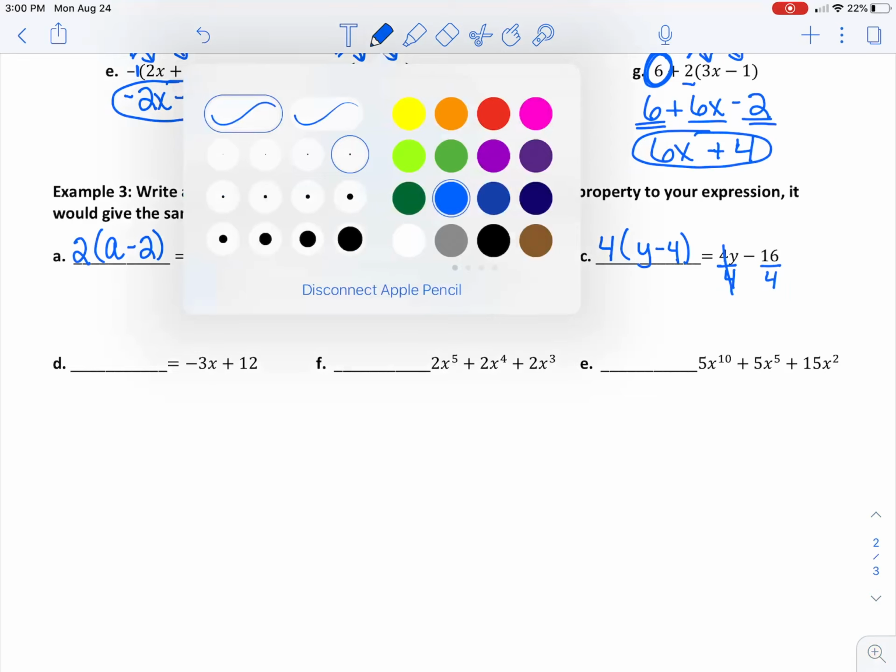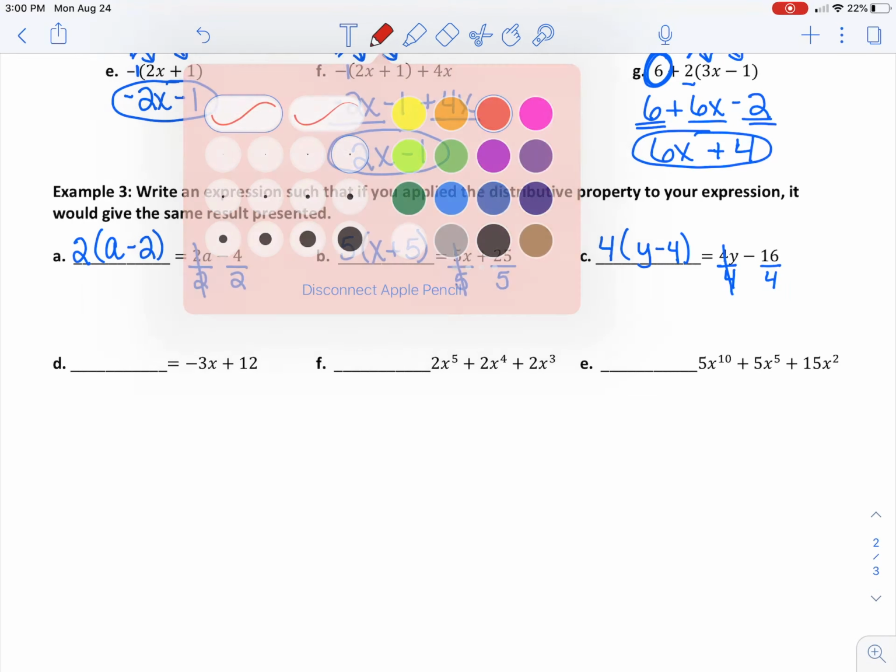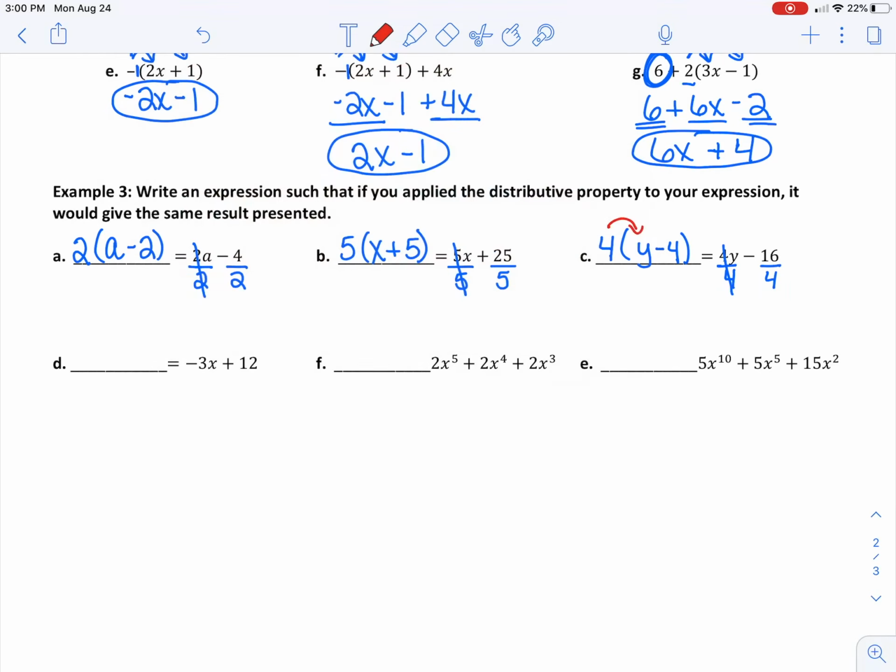And you can always check your answer on any of these by going back and saying, well, 4 times y is 4y. 4 times negative 4 is negative 16. And that's what I wanted it to equal, 4y minus 16. So you can always go back and check your answer and make sure that you did it correctly.